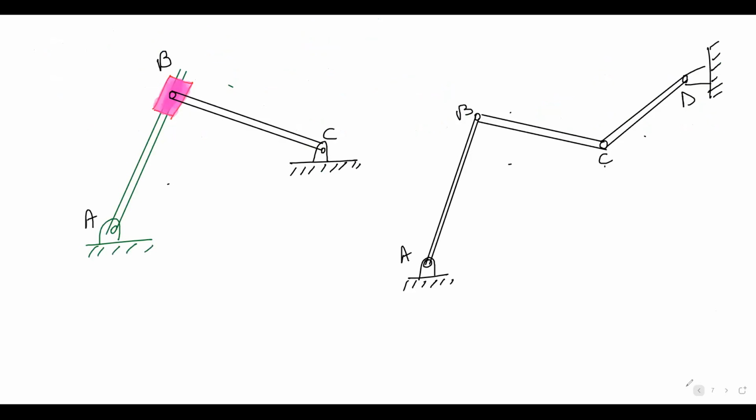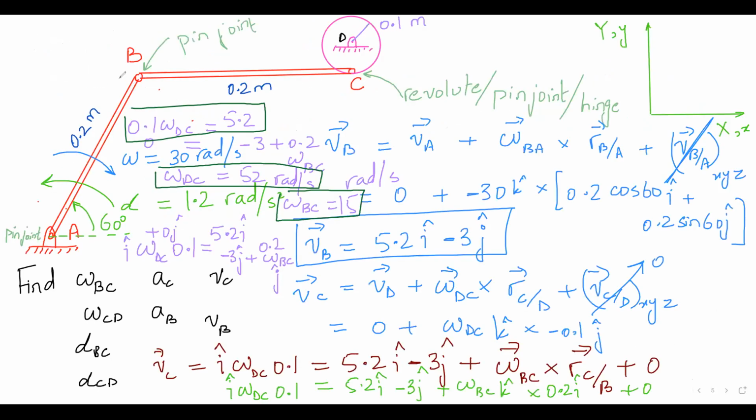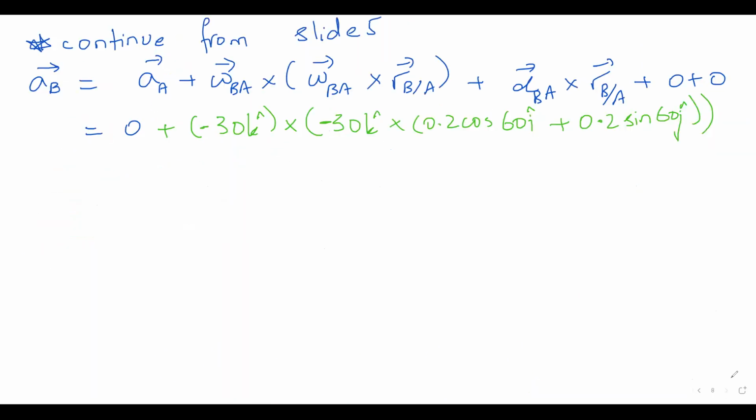No, 1 minute. We can double check. B with respect to A is towards right, and B with respect to A is upward. Okay, so make the correction, please. Then alpha positive. Okay. Cross position of... 0.2 cosine 60 I plus 0.2 sine 60 J, correct?